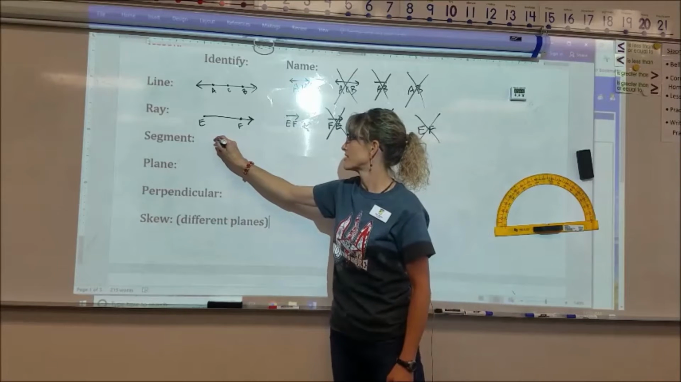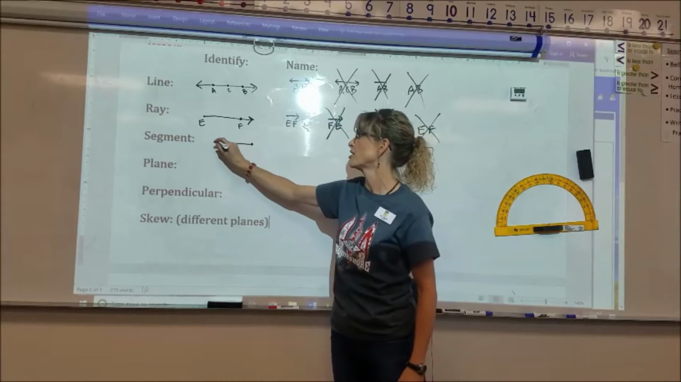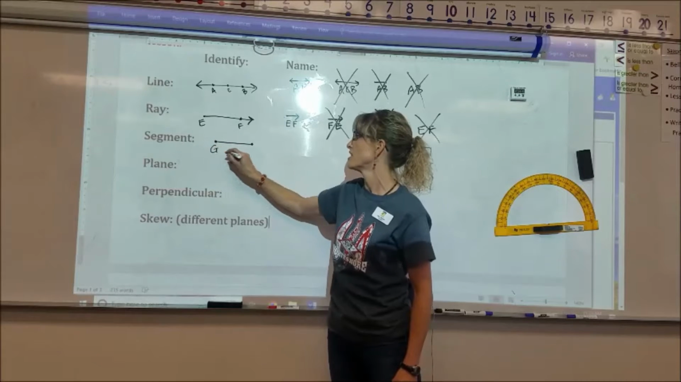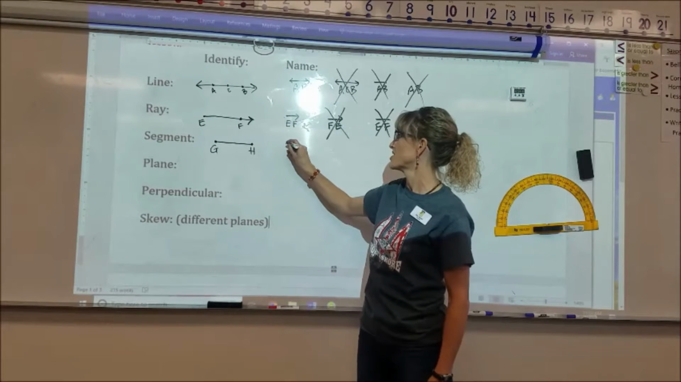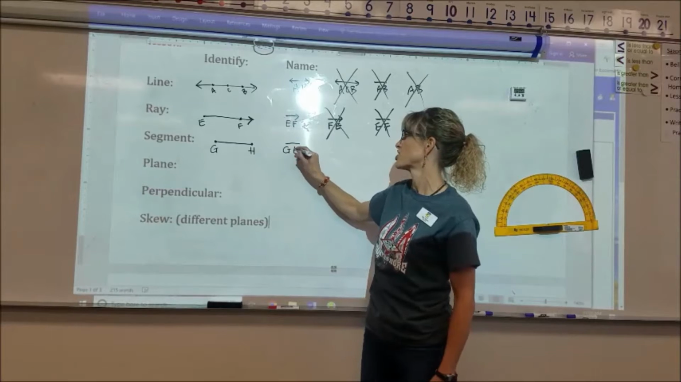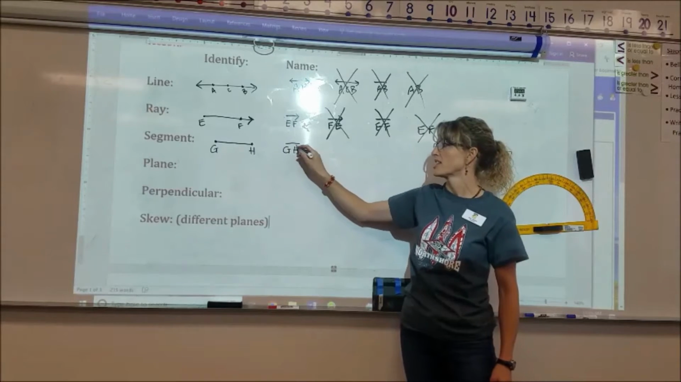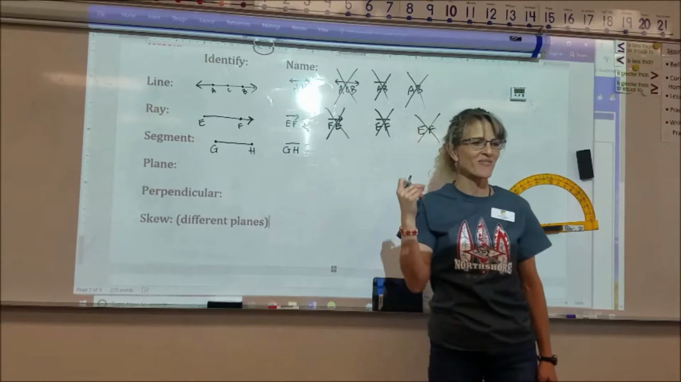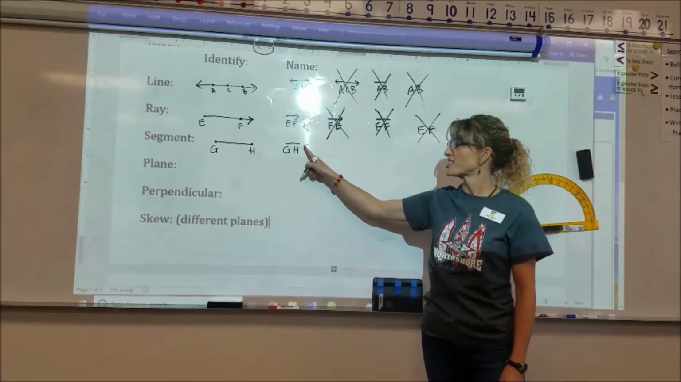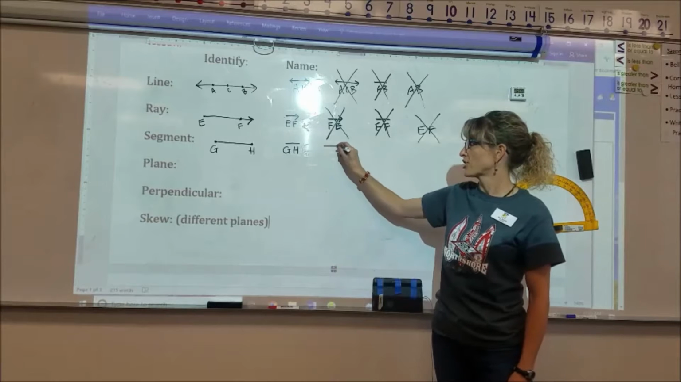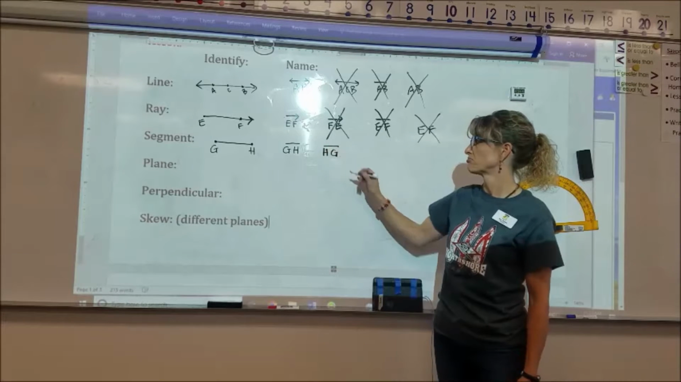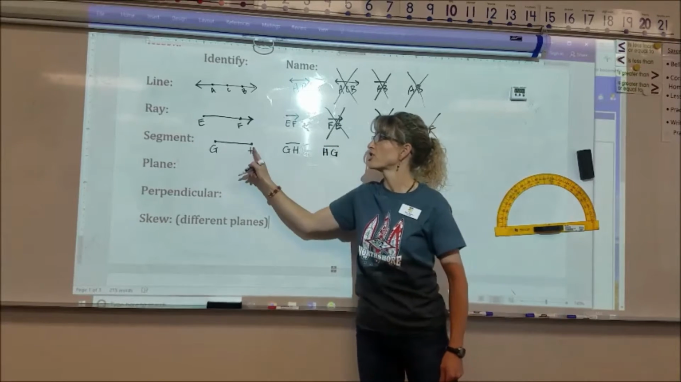Okay, next, segment. A segment has 2 endpoints. We'll call this GH. And we notate it, segment GH. You don't have to draw dots at the end, just a bar is totally fine. Segment GH. What is it called? Get ready? Segment GH. Good. Does it matter if I say HG? Actually, direction doesn't matter because it doesn't have direction.